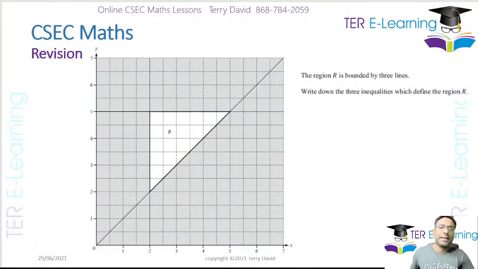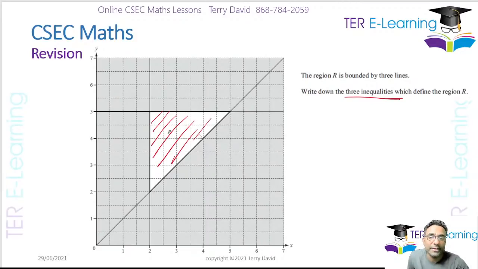Now, here's a question here. We have the region R bounded by 3 lines. Write down 3 inequalities which define that particular region R, right? Now, I know right now, in terms of all the students here, some of you may be good at maths, some of you not so good at maths. But let me ask you something. What are the three inequalities to define this region here? This is linear programming, right? What are my three inequalities here, guys? Let's see if you all can figure that out for me.